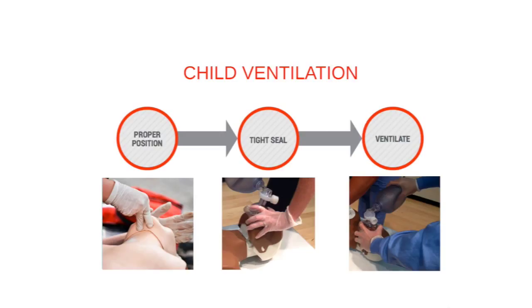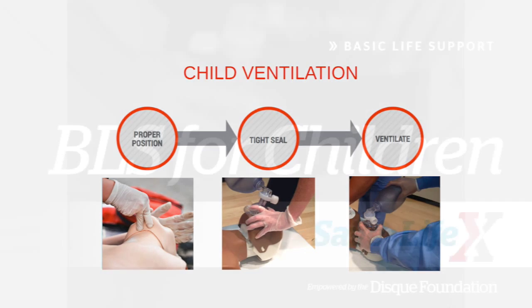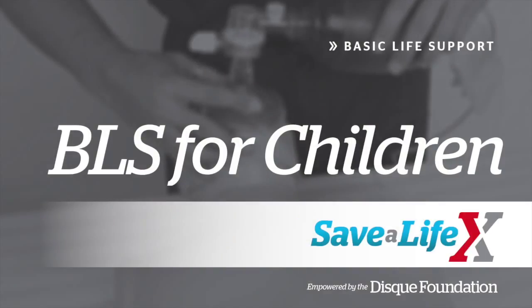In child ventilation, you'll want to ensure that the bag mask is the correct size. It should cover the whole mouth and nose, but not the eyes and chin. Open the airway with the head tilt chin lift technique and squeeze the bag to deliver breaths. Feel free to take this time to review this chart for a better idea of proper ventilation.